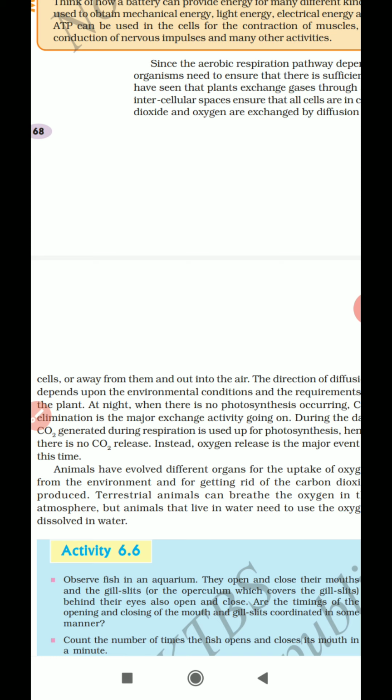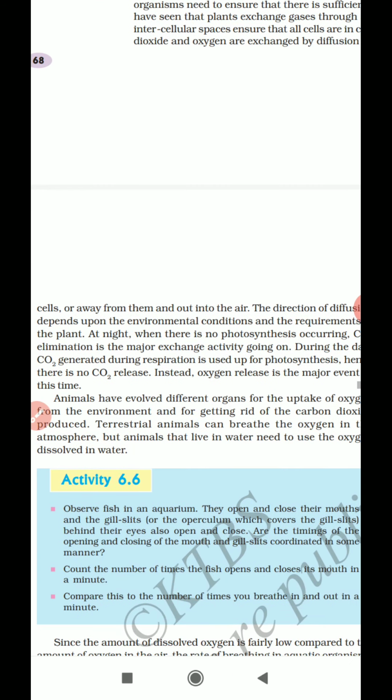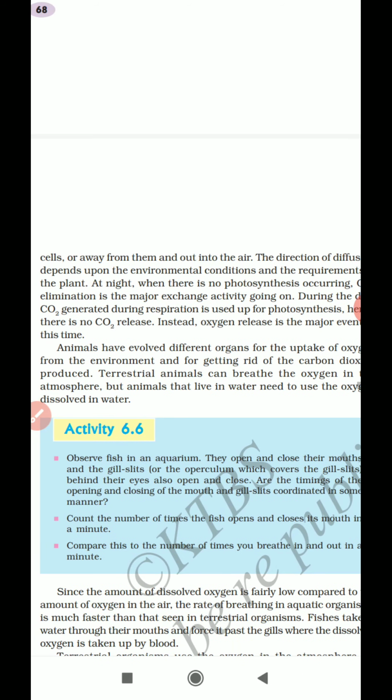So what do aquatic animals mean? Animals living in water. Examples are fishes, dolphins, sharks. These are all examples of animals which live in water. So when you see aquatic animals, or when you see any aquarium, an aquarium is a place where aquatic animals live.